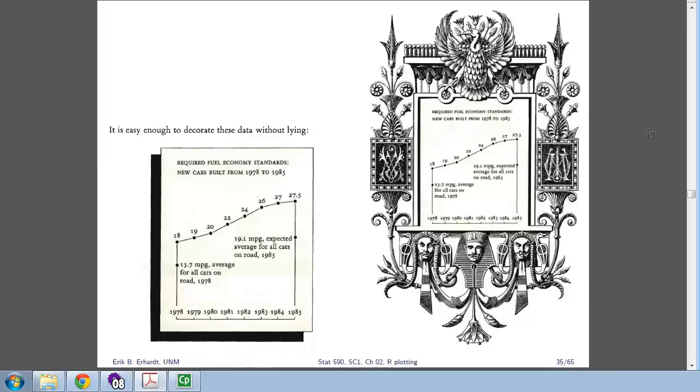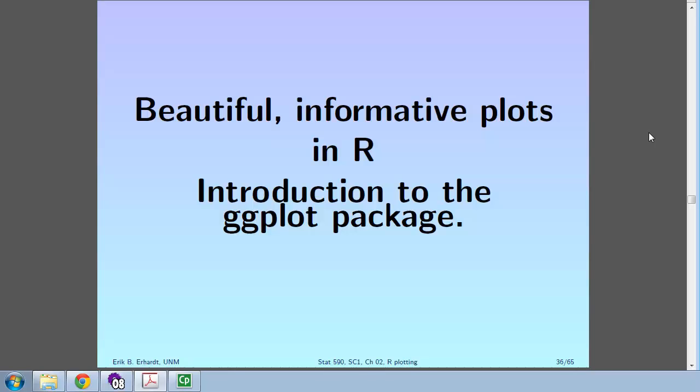So that concludes the first half of this lecture on data visualization. We'll come back in the next video and talk about producing beautiful plots using the ggplot package in R.